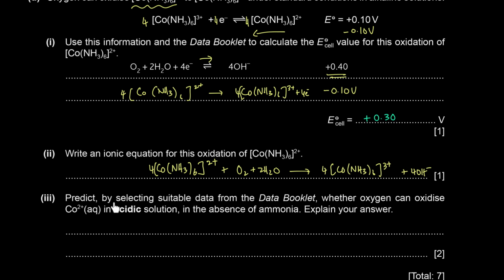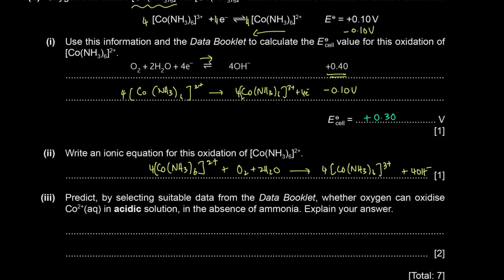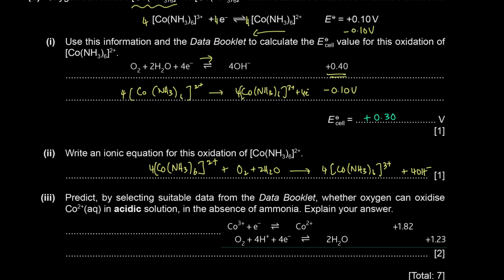The last part says, predict by selecting suitable data from the data booklet whether oxygen can oxidize Co2+ in acidic solution in the absence of ammonia. So in acidic or neutral solution, we have the following half equation. This is the half equation for oxygen in acidic or neutral conditions. This was the one for alkaline conditions. That's plus 1.23. And we want to know if we can oxidize cobalt 2 plus to cobalt 3 plus.